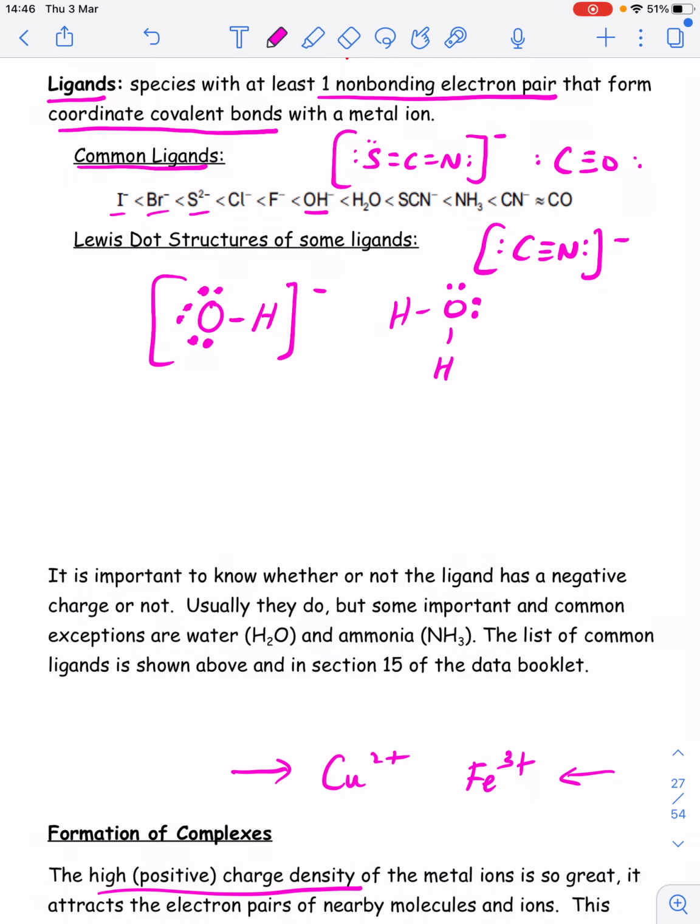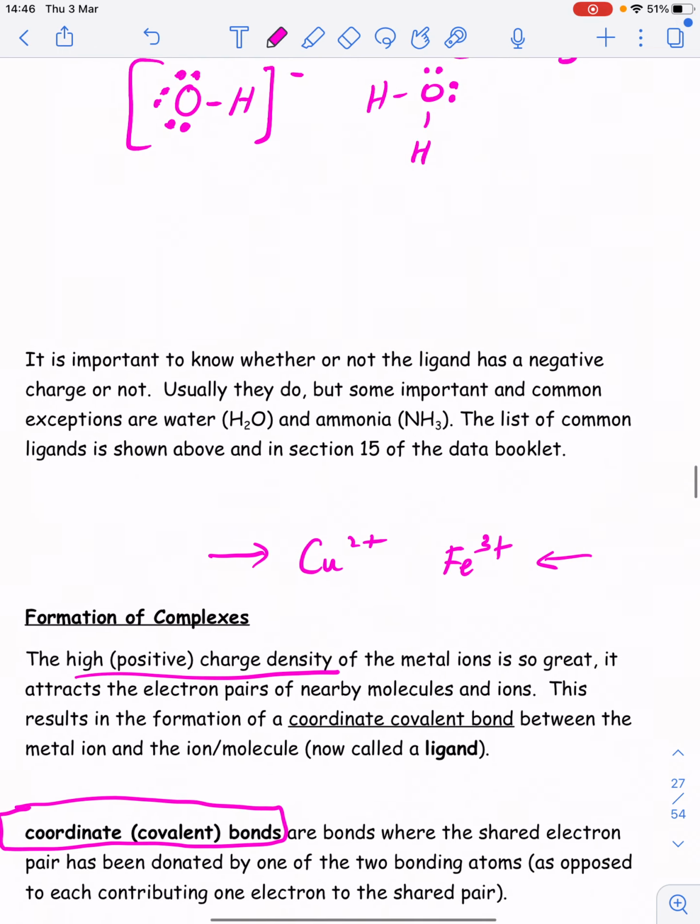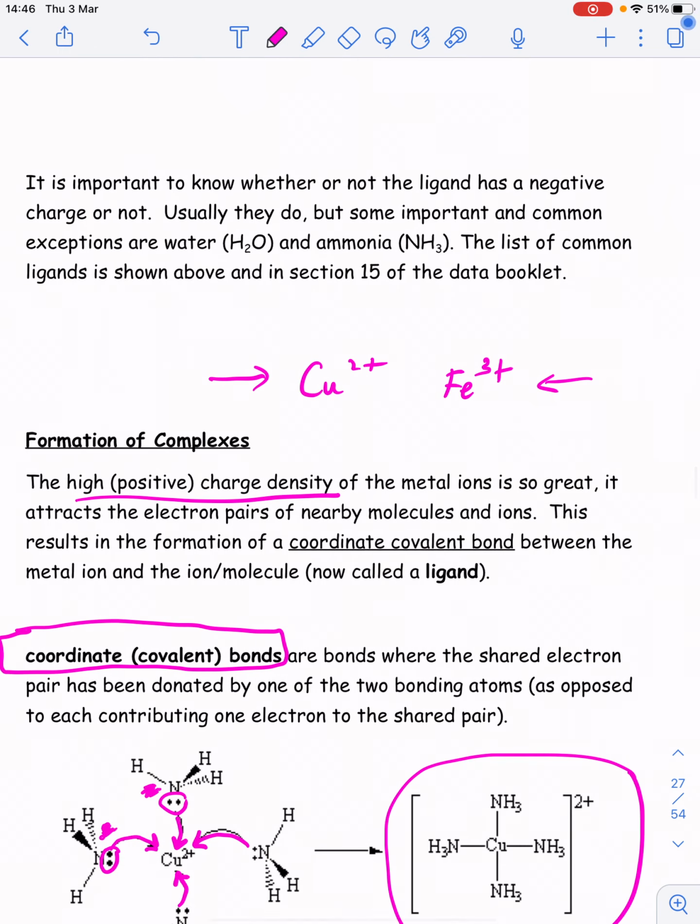Okay, so we have lots of different ligands, but they all have something in common, which is that they all have at least one lone pair, and many of them, you'll notice, have a negative charge. So they're sort of electron rich. They've got these unbonded electrons. In many cases, they have an extra electron or two, and that's why they are attracted to these highly positive, highly charged, dense transition metal ions.